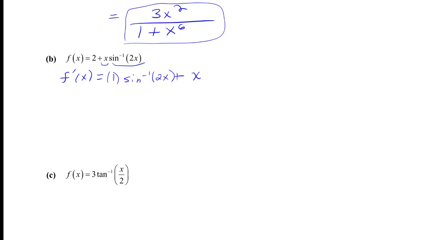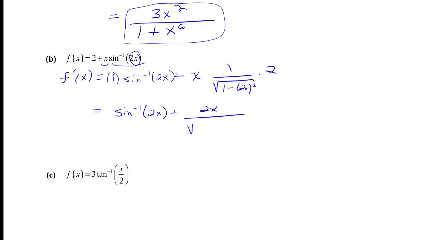Again, chain rule, inverse sine of something. So it's 1 over the square root of 1 minus that something, 2x, squared, times the derivative of what was inside, which gives us a 2. So we get inverse sine 2x plus 2x over the square root of 1 minus 4x squared.